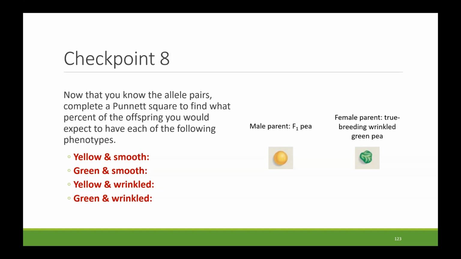And ultimately, your goal here is to give me a prediction about the percentage of offspring that have each phenotype combination. So what percentage are yellow and smooth? What percentage are green and smooth, yellow and wrinkled, and green and wrinkled? And again, I won't give away the numbers because that would tell you the answer, but I will tell you again that when Mendel did this cross, he got percentages that agreed very closely with the Punnett square prediction, which then validated his hypothesis about independent assortment.